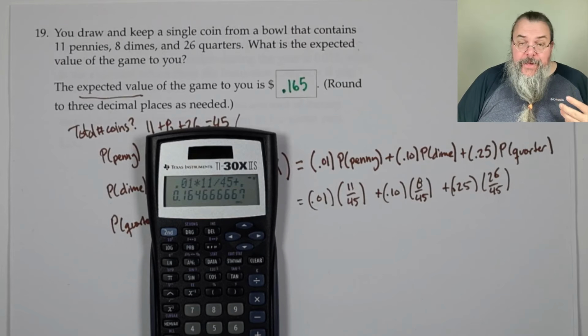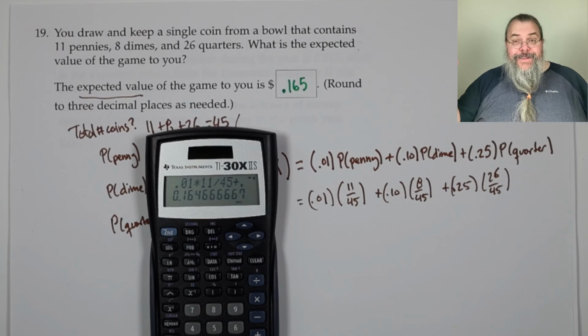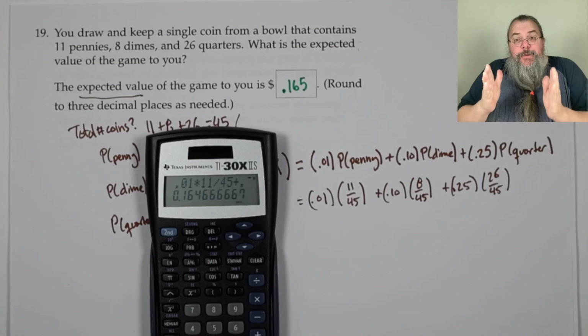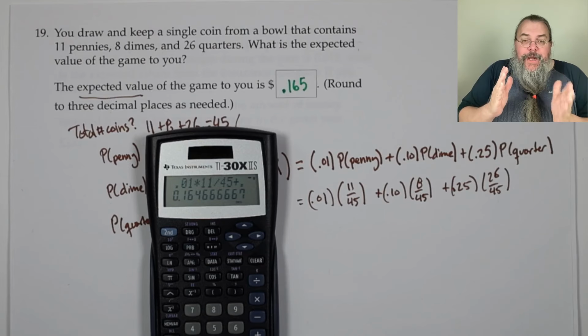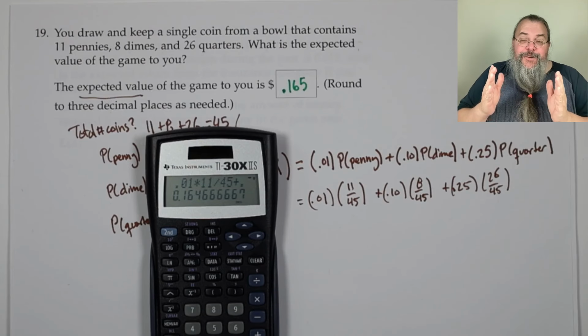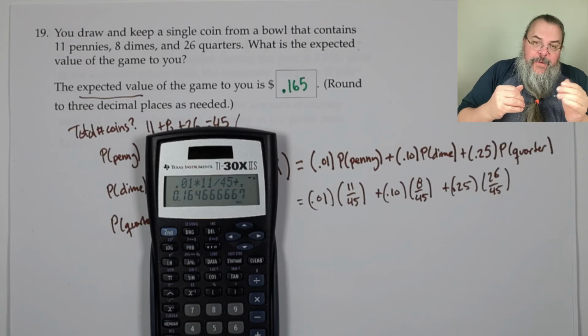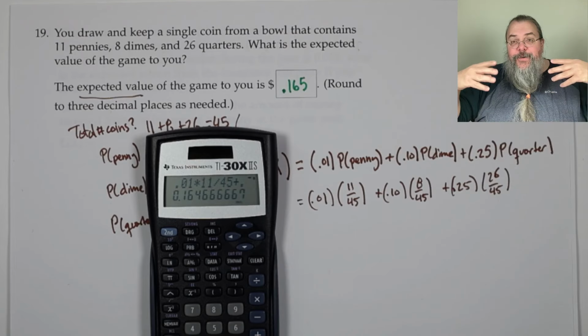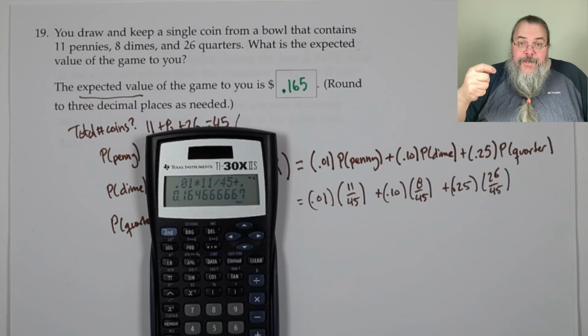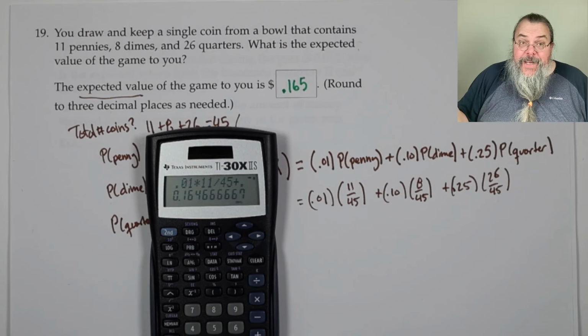Now, is this reasonable? Well, our answer should be somewhere between a penny and a quarter, right? Because we can't pick something worth more than a quarter, we can't pick something worth less than a penny. So if we'd said, oh, it's worth like 84 cents, we definitely made a mistake. Okay, so actually 16.5 cents is not bad.